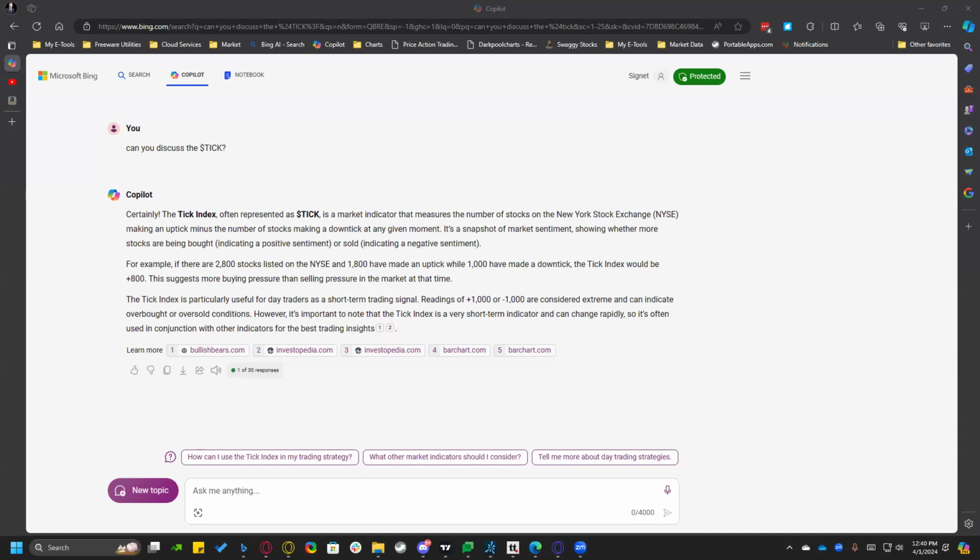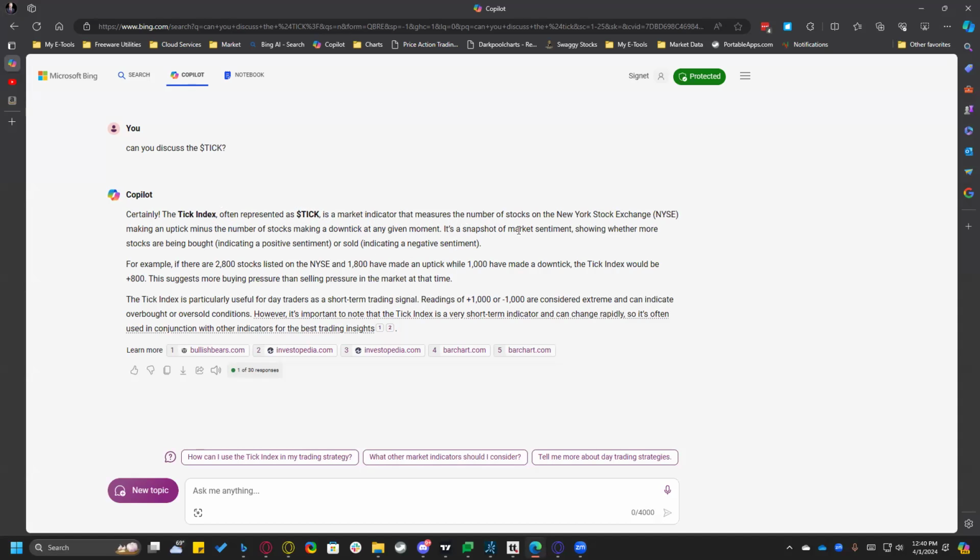What is the tick index? So, according to Wiki and AI, just anything that we can throw out there to ask, what's the tick index? The TICK index represents dollar sign TICK. It's a market indicator that measures the number of stocks on the New York Stock Exchange making an uptick minus the number of stocks making a downtick. So, it's a math formula.